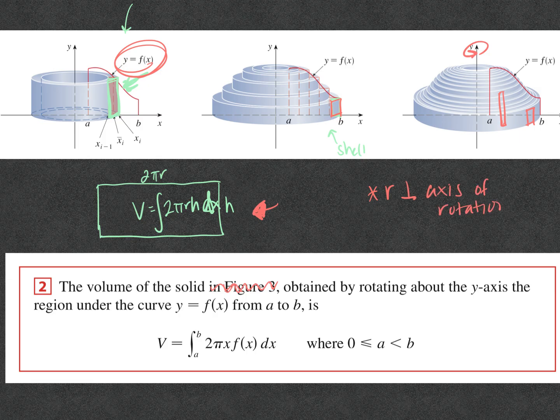But the difference between the disk and the shell is that in the shell method, we're going to be in terms of the other variable. So when we're rotating around the y-axis, we're going to need to be in terms of x. That's going to help us do that problem we looked at initially. So let's look at that.